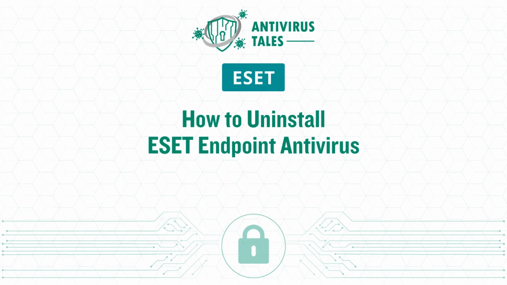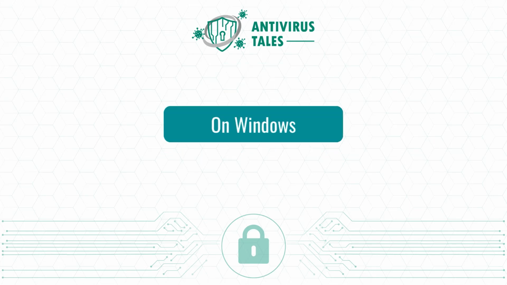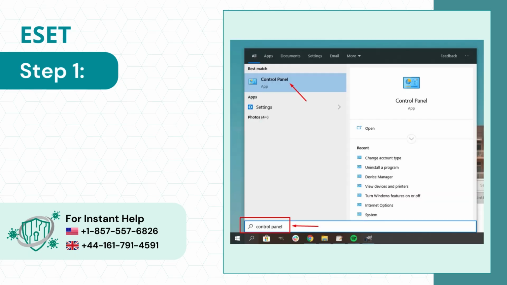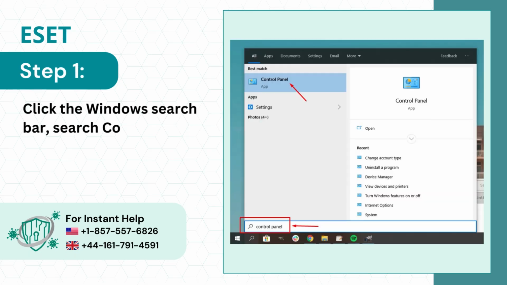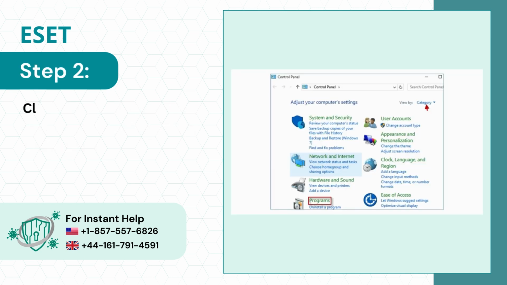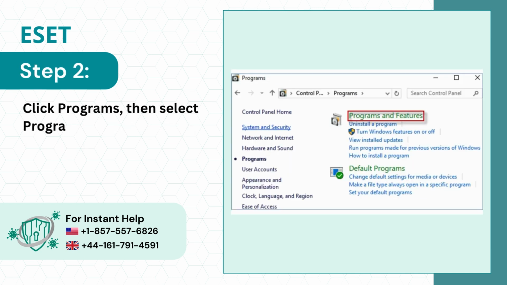How to uninstall ESET Endpoint Antivirus on Windows. Step 1. Click the Windows search bar, search control panel and open it. Step 2. Click Programs, then select Programs and Features.